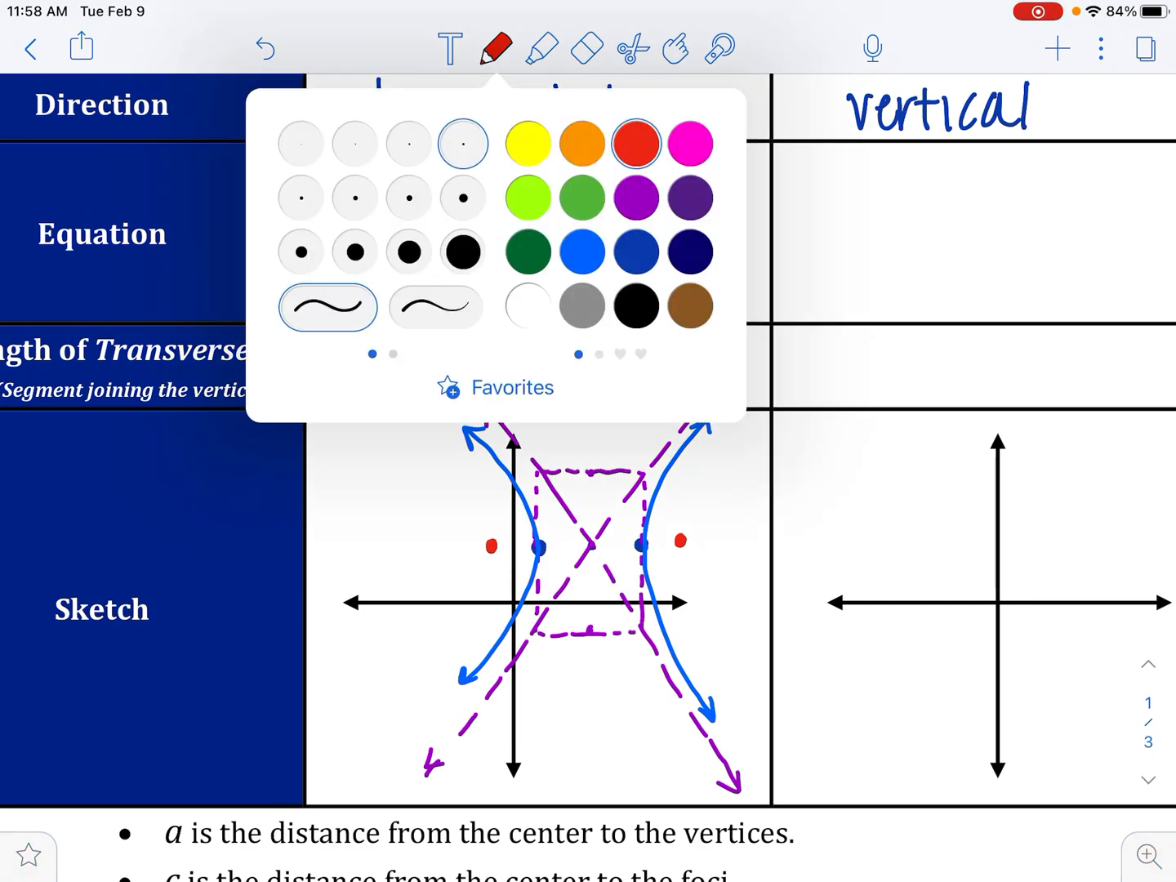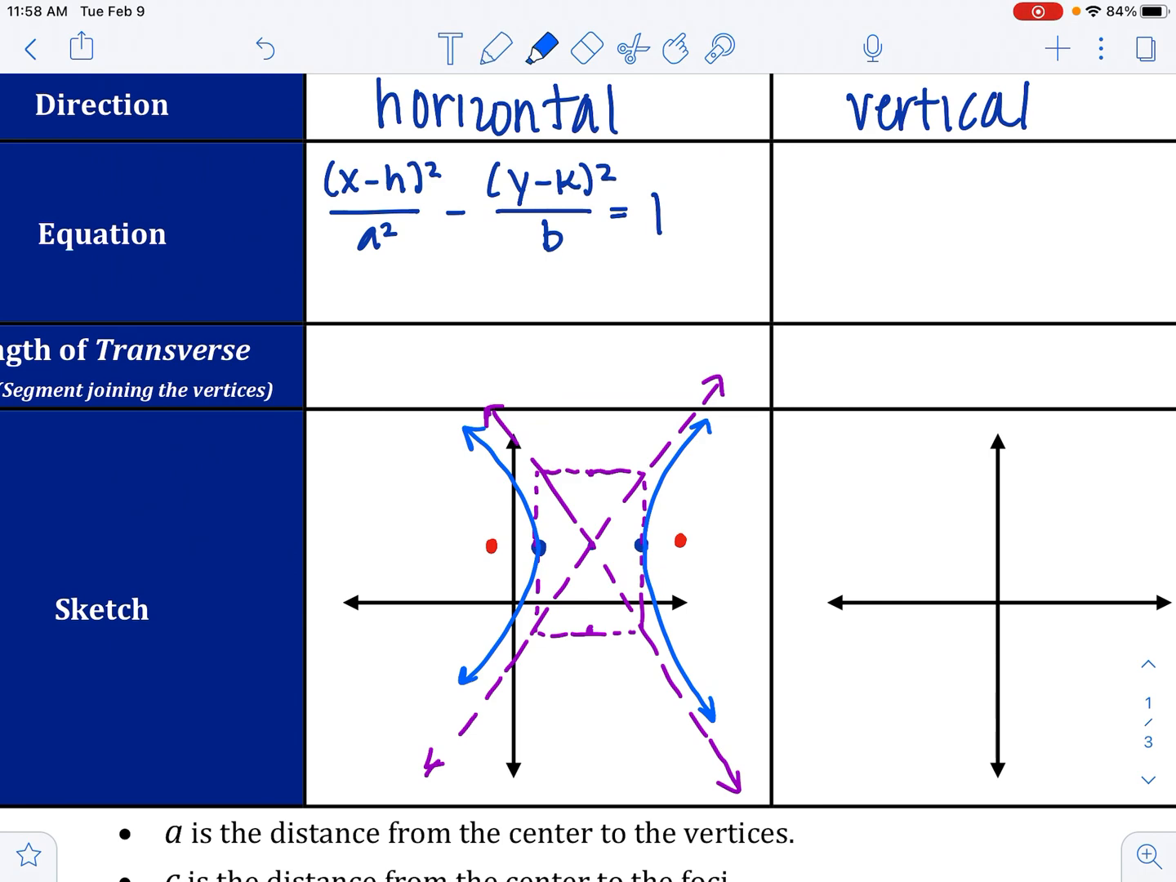The length of the transverse axis is the question: how long is this right here? Both vertices are a distance of a from the center, so it's just 2a.